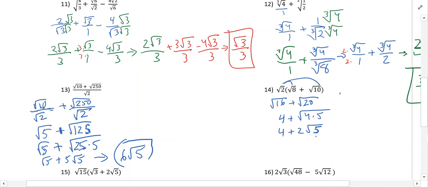And now at this point, these are not like radicals. I have 4 and then 2 rad 5, so I can't do anything, so I leave them as an expression. So this whole thing is my answer here.